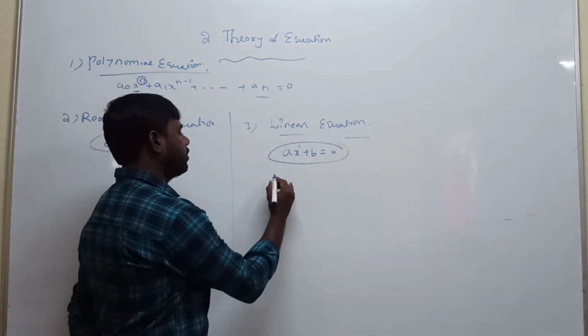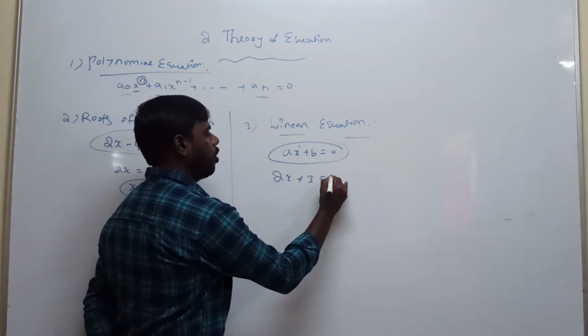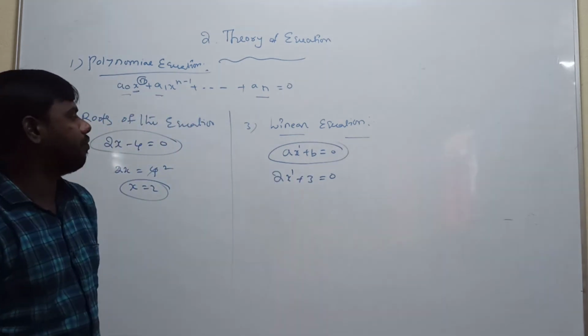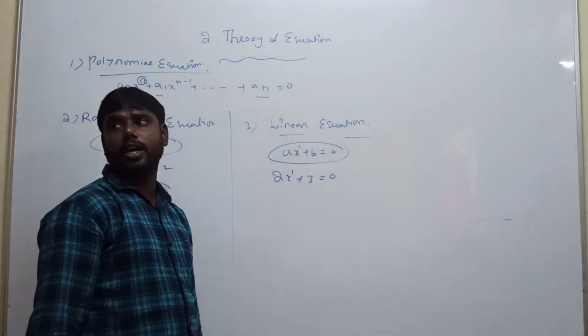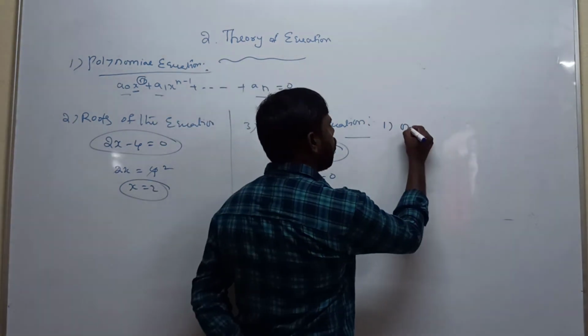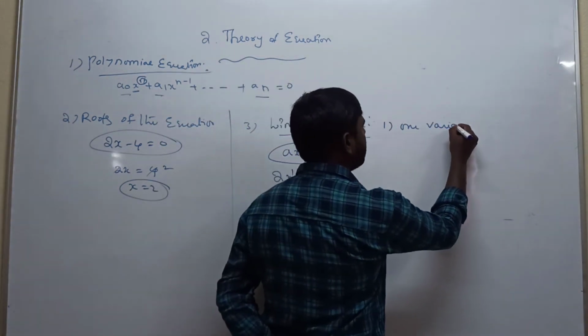For example, bx + 3 = 0. What is the degree in the variable x? The degree is 1 in the variable x. This type of equation is called a linear equation. There are two types of linear equation. The first one is the one variable linear equation.